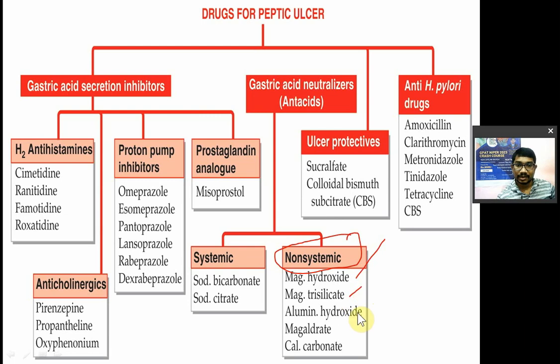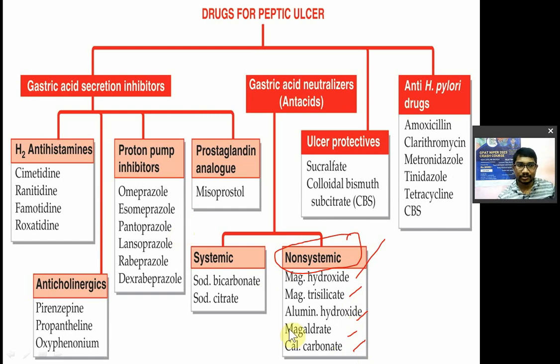Magnesium hydroxide, magnesium trisilicate, sodium hydroxide, magaldrate and calcium carbonate, right? These are known as non-systemic antacids. What will they do? They will react with the acid, neutralize the acid, and whatever the reaction product is, that will be removed from your body.